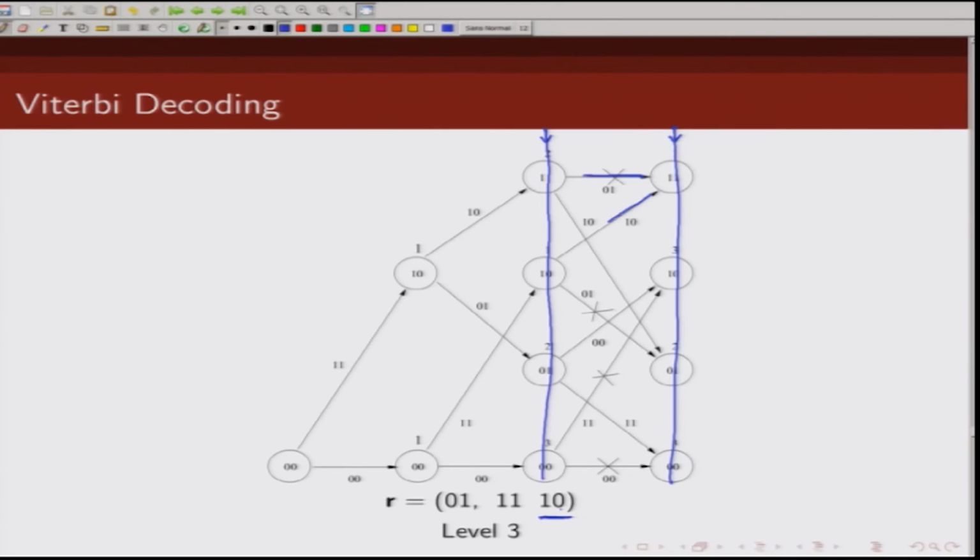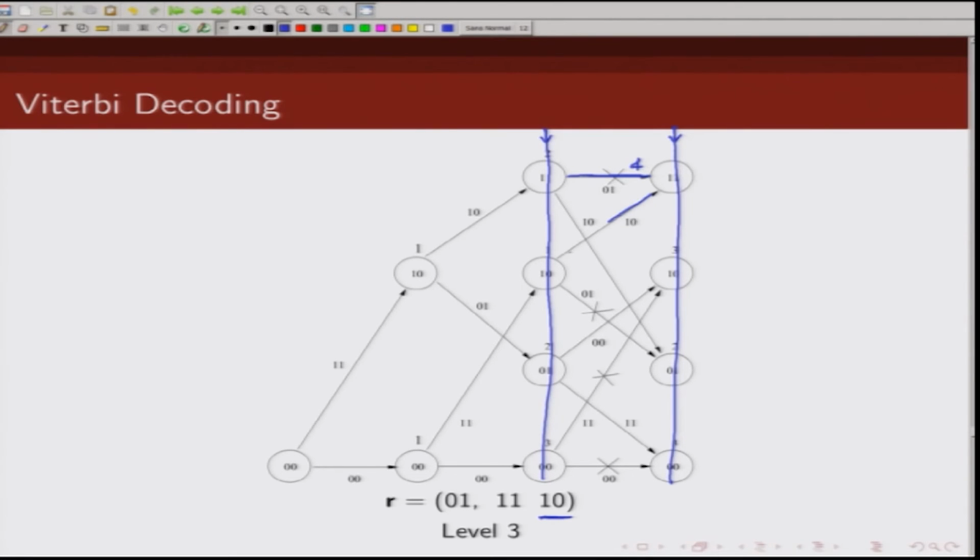So, what is the branch metric corresponding to this transition? This transition: this is 0 1, this is 1 0. So, Hamming distance in this case is 2. And what was the Hamming distance here? Path metric was 2. So, 2 plus 2, this would give me partial path metric of 4.